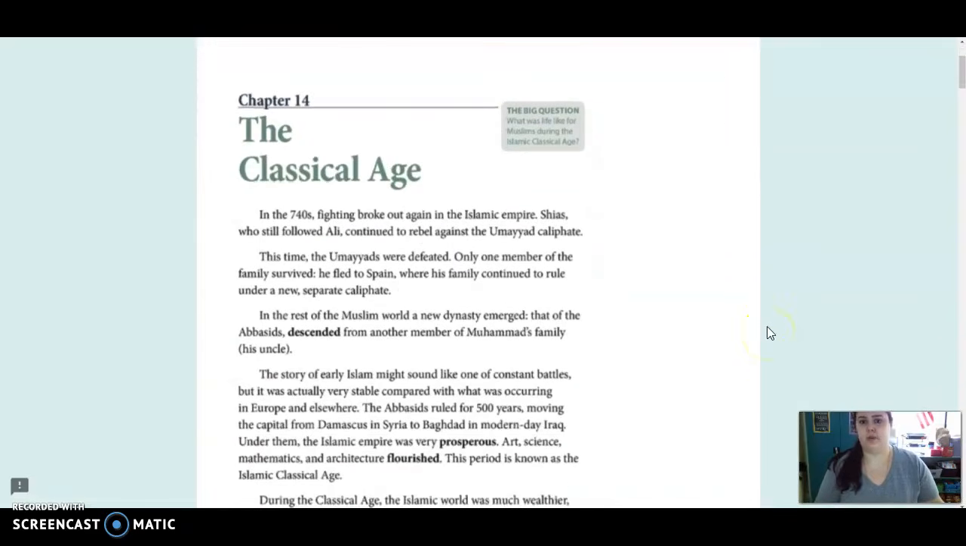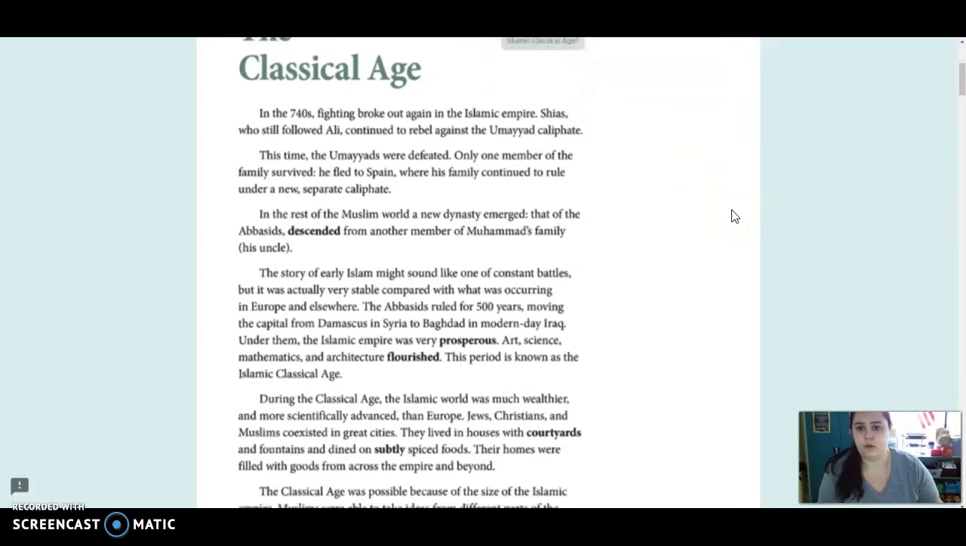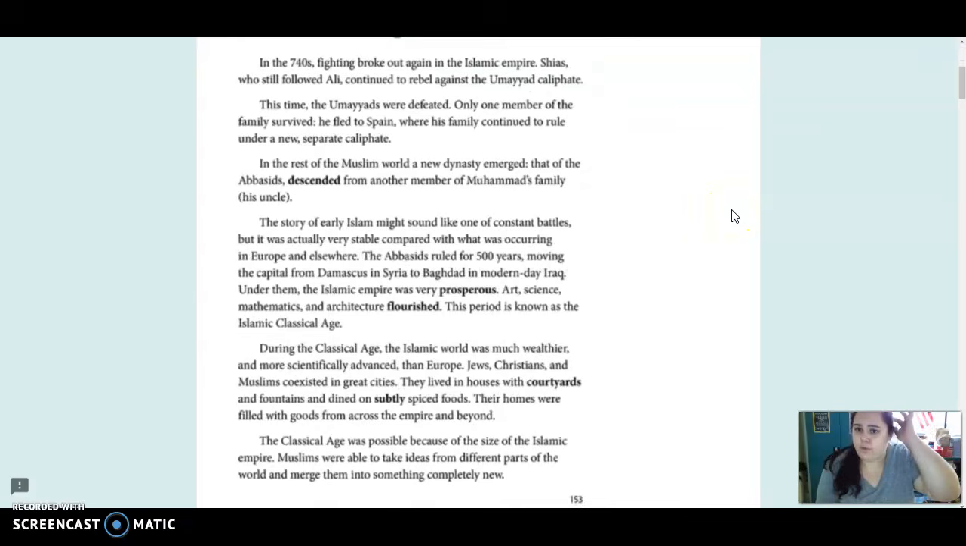So we're reading chapter 14. The big question for this chapter is, what was life like for Muslims during the Islamic classical age? In the 740s, fighting broke out again in the Islamic Empire. Shias, who still followed Ali, continued to rebel against the Umayyad Caliphate. This time, the Umayyads were defeated. Only one member of the family survived. He fled to Spain, where his family continued to rule under a new separate caliphate.